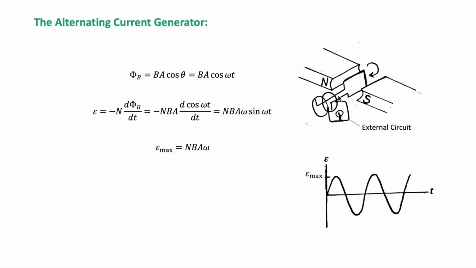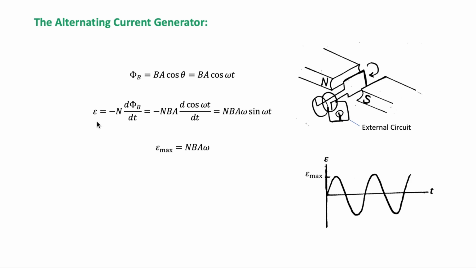So suppose there are N turns in the coil here. So there are N loops and all of them have the same area A. And if the angular speed of the loop is constant and is equal to omega, and it rotates about an axis perpendicular to the magnetic field, and if theta is the angle between the magnetic field and the line perpendicular to the plane of the loop, then the magnetic flux at any time through one loop is BA cosine theta, which is equal to BA cosine omega t.